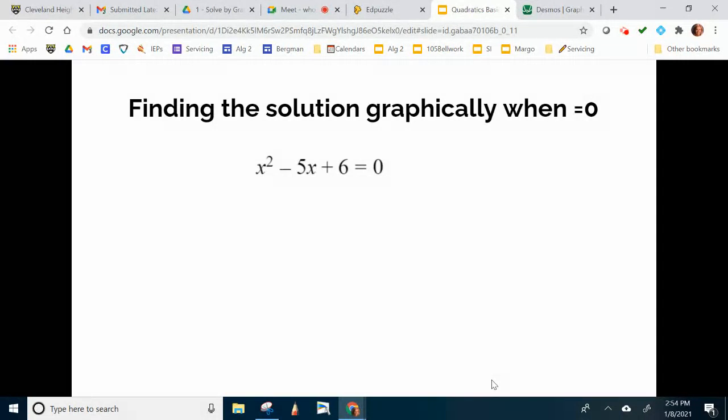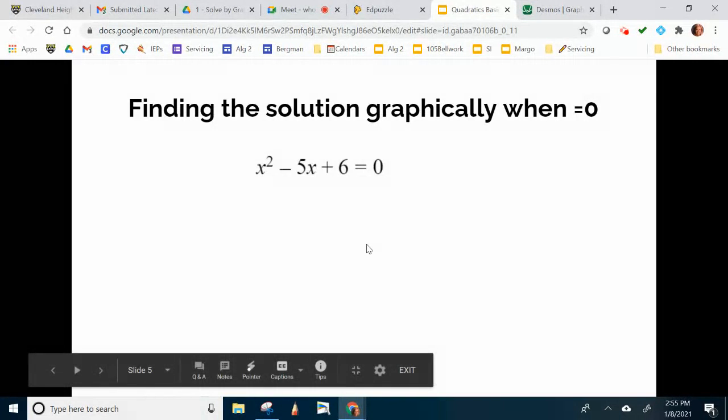So we're going to see things in two forms. The first form I'm going to show you is when we're given an equation, we need to solve it, and the equation that we're given is set equal to 0. So this is an example right here. You've got your equation and it equals 0.